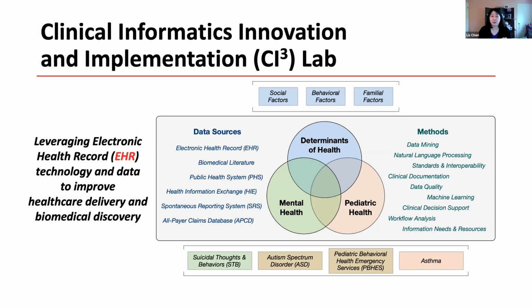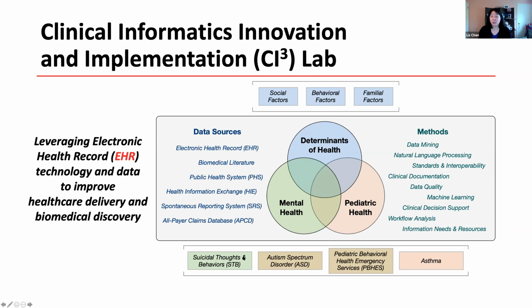And so needing to both look carefully at how it's documented, as well as building natural language processing tools to pull it out, as well as using techniques to analyze those data. And so I have done work early on in social, behavioral, and familial factors. And then also working with a number of collaborators in the mental health spaces, pediatric, and also the intersection.